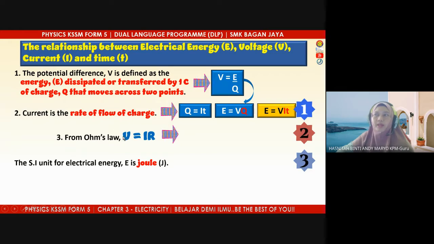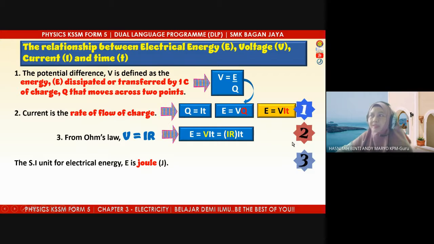Third, from Ohm's law. From Ohm's law, you learned before, potential difference is directly proportional to the current flowing through the conductor, provided that the temperature and any other physical conditions are kept constant: the length, the diameter, the temperature, and the resistivity of the wire. From Ohm's law, the equation is V equal IR. So we write back the first equation we derived, E equal VIT. This V now can be written in terms of IR according to Ohm's law, so you just substitute V with IR.